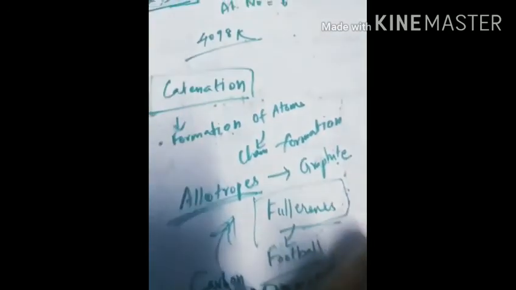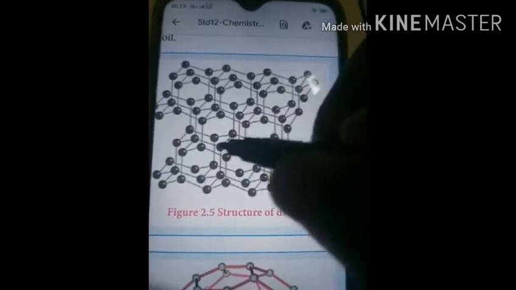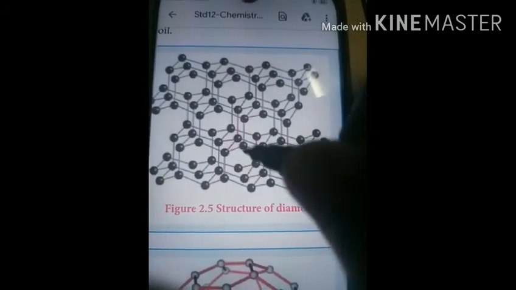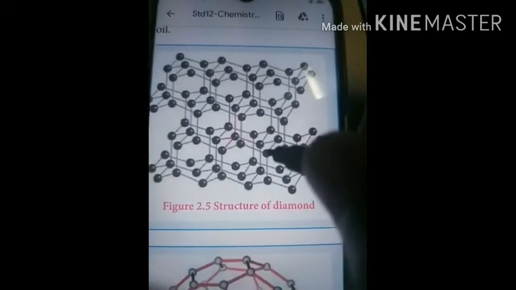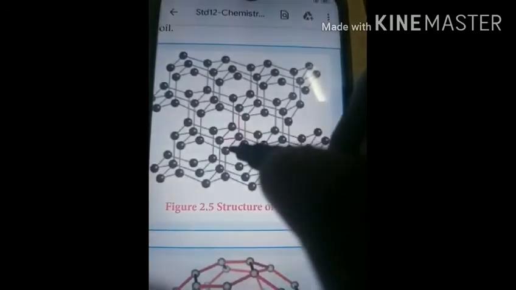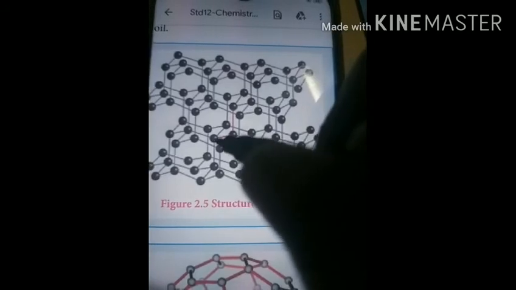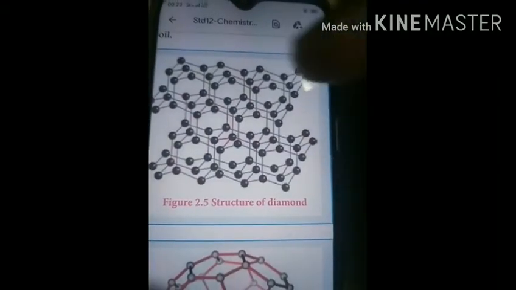So we will see the structure now. As given here, this is the structure of diamond. If you see the structure of diamond, see how the carbon is placed. The bond is given like a hexagon. It exists in the form of a hexagon. Can you see 1, 2, 3, 4, 5, 6? It looks like a benzene ring. So many benzene rings are connected together to form the structure of the diamond.